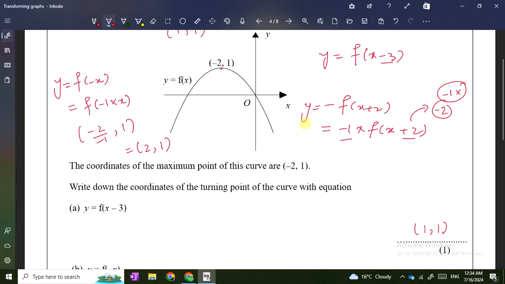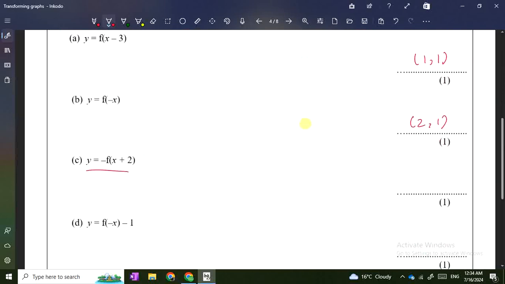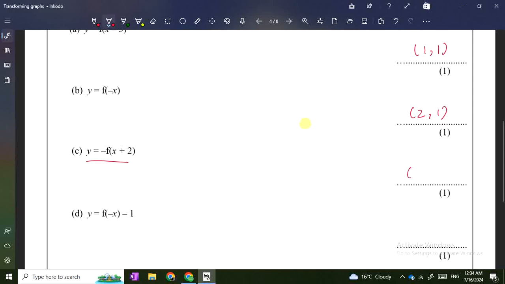So the given point is minus 2 and 1, so we have to take away 2 from the x coordinate. So minus 2 take away 2 is minus 4, and 1 times by minus 1 will be a minus 1. So minus 4 and minus 1 are the coordinates of this new function. So the part D of this function is y equals f of minus x minus 1.